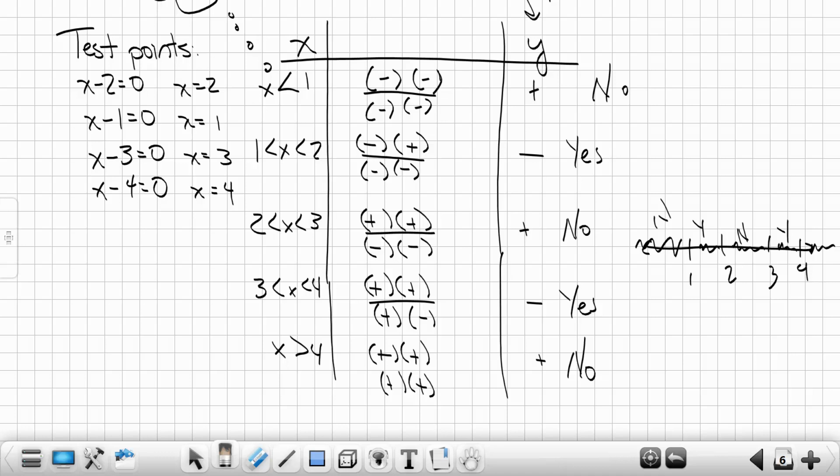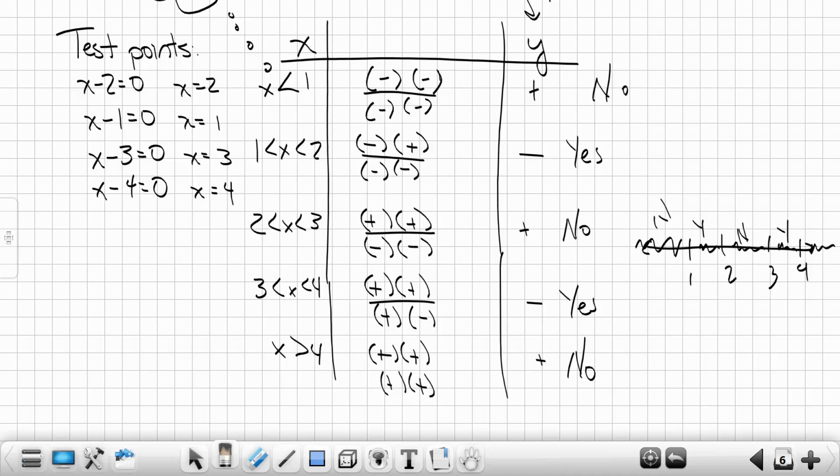Did you guys catch Indigo's question? She asked why I switched to x is greater than 4 at the end, so I drew this number line. My test points were 1, 2, 3, 4. So I've got to test less than 1 to get this side of the number line, between 1 and 2, between 2 and 3, between 3 and 4. And then on this side, this would be x is greater than 4, so that's why I tested greater than.